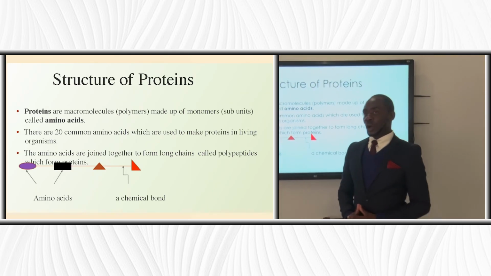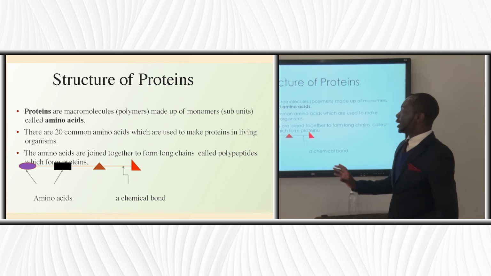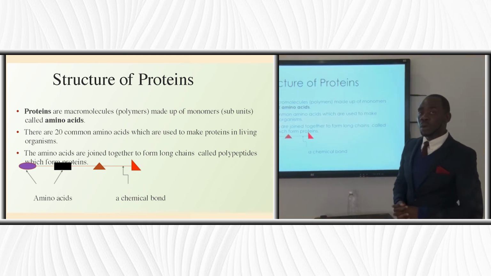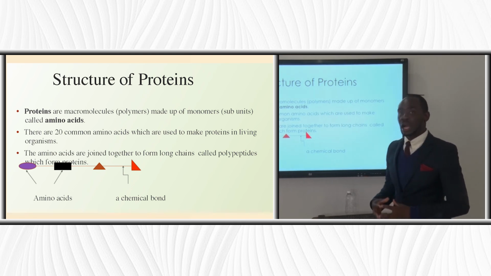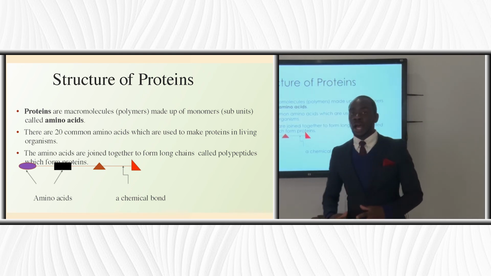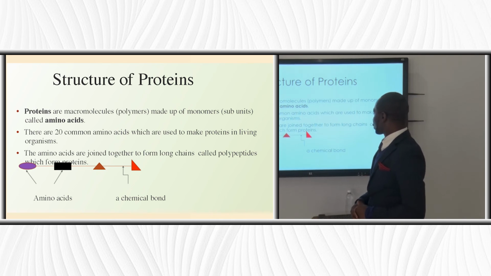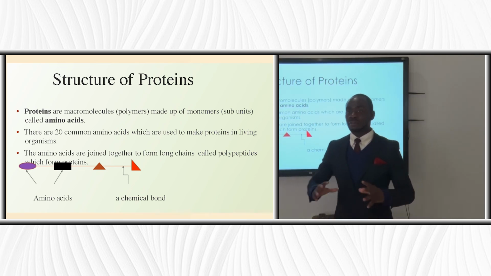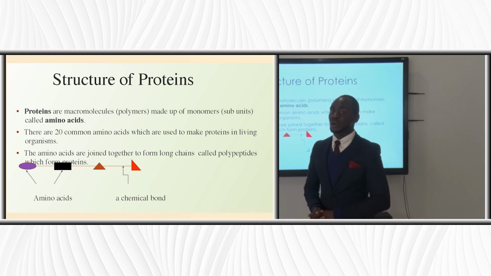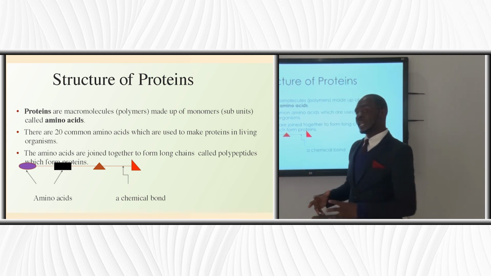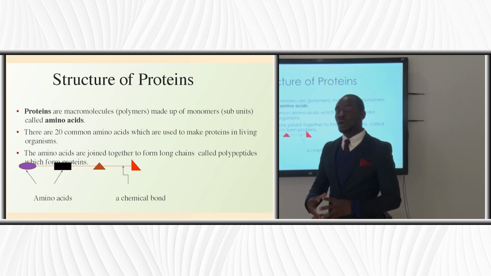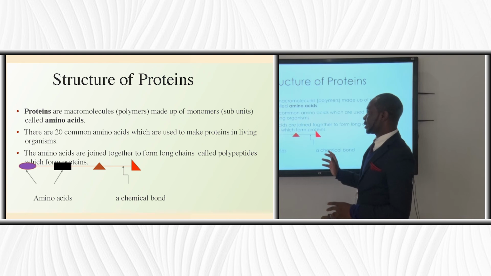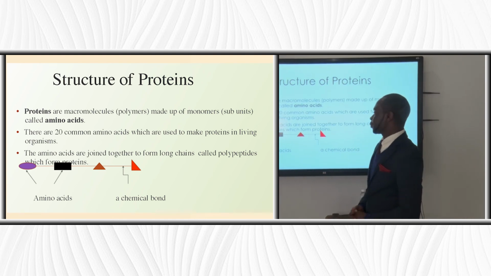Okay, let's start by looking at proteins. Proteins are macromolecules or polymers which are made up of monomers or subunits called amino acids. There are about 20 common amino acids which are used to make proteins in living organisms, of which 11 are essential amino acids and 9 are non-essential amino acids. Essential means that animals do not produce these amino acids. They have to get them from plants.